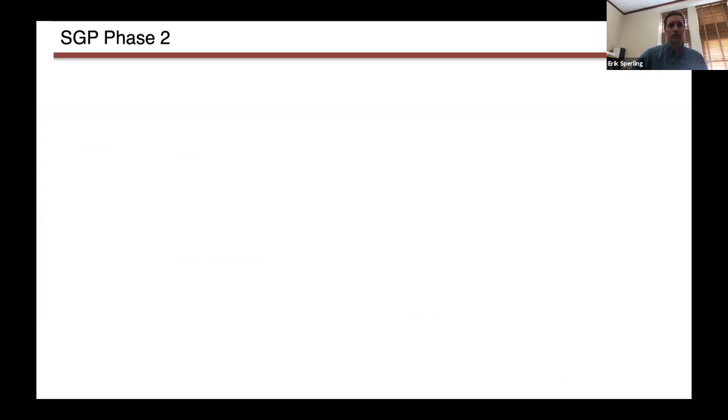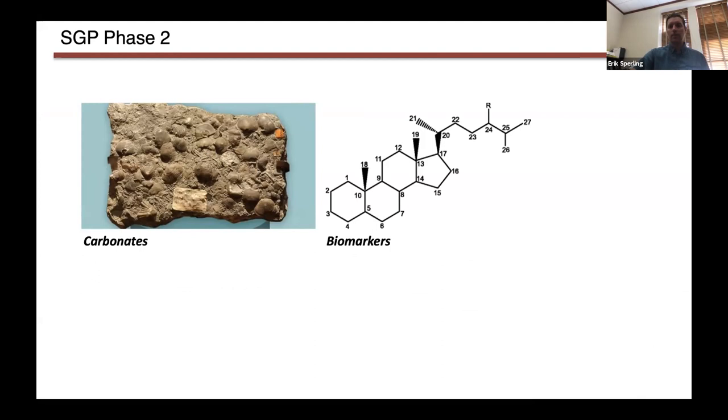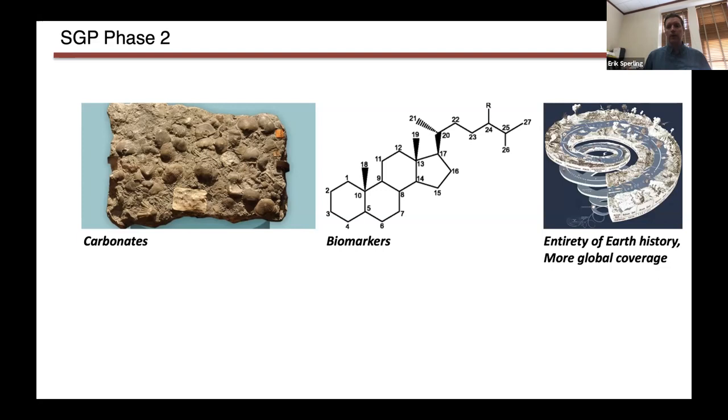Very briefly, I wanted to talk about where we're going moving forward. In SGP phase two, we've been working very hard to change our database structure to better incorporate carbonate geochemical data, or more generally any phase specific analysis that anyone generates, we can now accommodate. We've also been talking about incorporating biomarker data into the database, which doesn't have any sort of database home. The big thing that we're really focusing on is covering the entirety of Earth history and getting more global coverage.